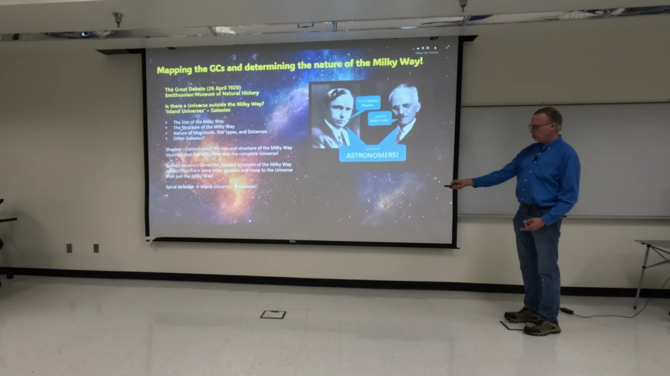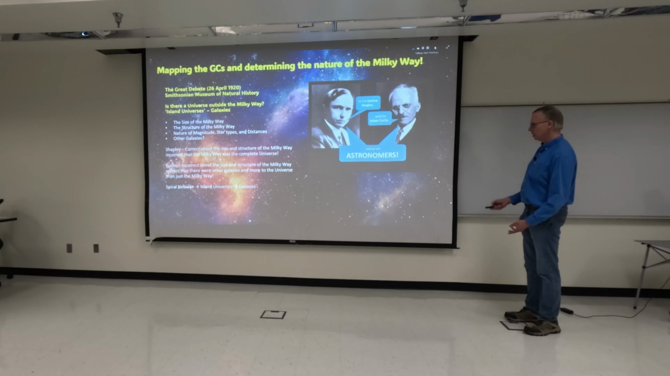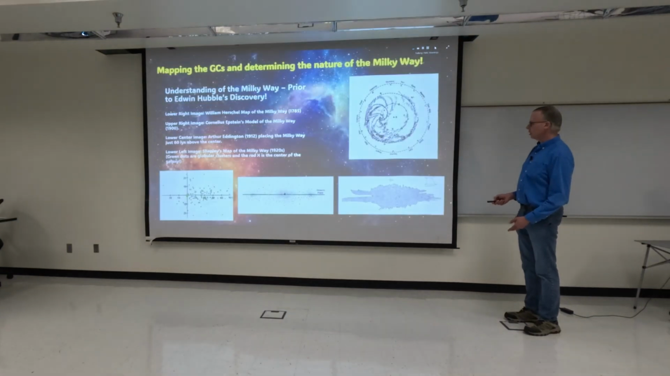So we would refer to those originally as the spiral nebulae. You have the island universes, and then the term galaxies didn't come into use until the 1920s. But Curtis was wrong about the size and structure of the Milky Way. And it all comes to where we map out the globular clusters.